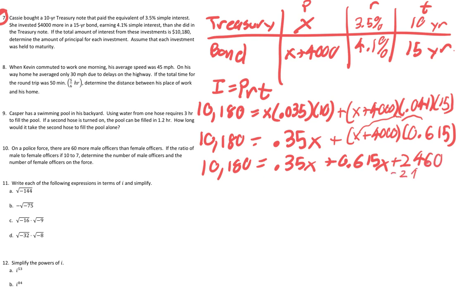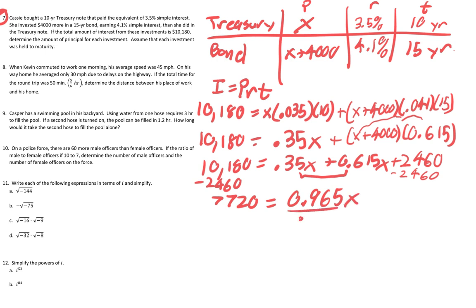So now I want to get all of our like terms together. So I'm going to subtract that 2,460 on both sides. Then I'm going to combine our 0.35 and our 0.615. So 10,180 minus 2,460, we're going to have 7,720 is equal to 0.35 plus 0.615, 0.965X. We want to solve for X, so I'm going to divide by 0.965 on both sides. So X is equal to 7,720 divided by 0.965. It's going to leave us with $8,000 in our treasury investment.